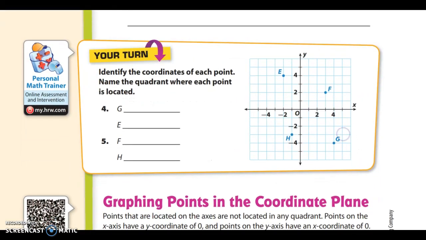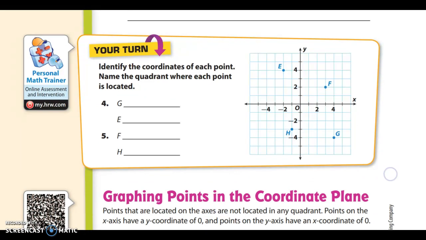Okay, we're on the your turn. It says identify the coordinates of each point, name the quadrant where each point is located. So we have to do 2 things. We have to write the coordinate pairs, and we have to name the quadrant. So when we do our ordered pairs, we want to write them inside parentheses. So where is G? G is right here. And how do you get to G?